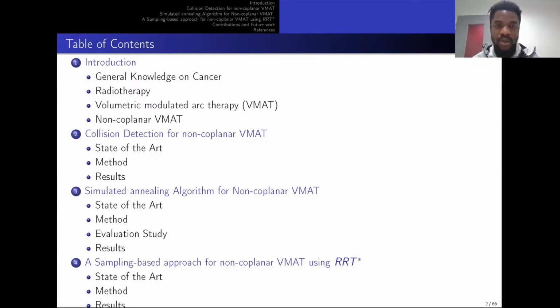The first one is about collision detection for non-coplanar VMAT. The second one is an algorithm that we presented that is based on simulated annealing for improving the beam selection in treatment planning. And finally, the other algorithm that we presented during the thesis is based on rapidly exploring random trees, RRT star, and the modifications that we made to it to be able to use it for non-coplanar VMAT.